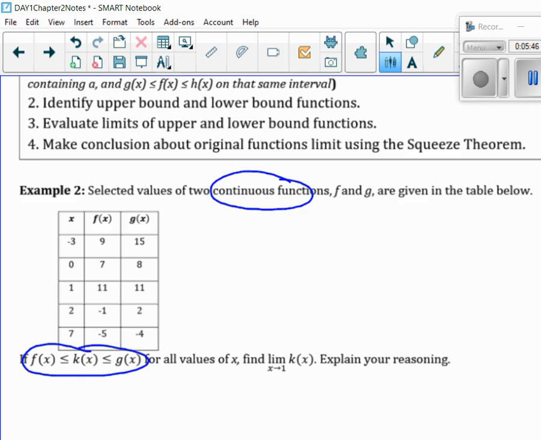So once you establish that, then we can actually find the limit. So this is, I'm going to write it out here. Okay.